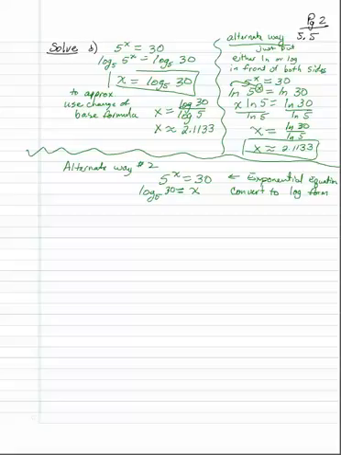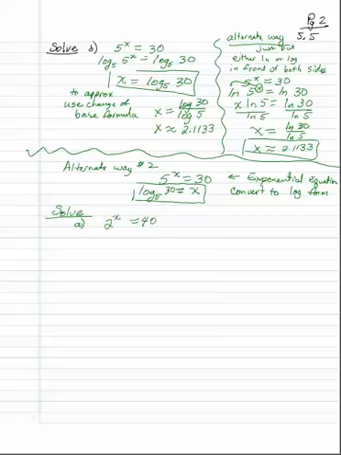And then you do just like we did above. If you want to approximate it, you use the change of base formula and get log of 30 over log of 5, which is 2.1133. Okay? So any of those methods would work. Typically, when I do these problems, I do alternate way number 2 for simple stuff like that. But the one I use most commonly, the one I do the most, is the first alternate way, where you put ln in front of both sides. And that will work for everything.